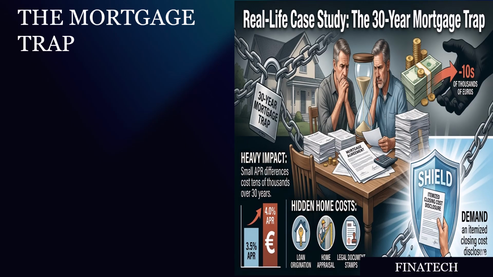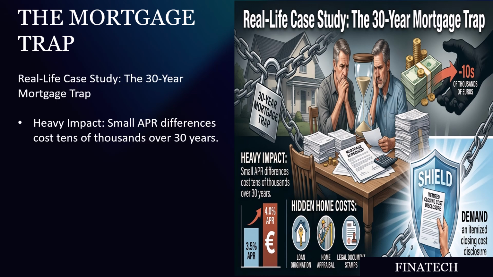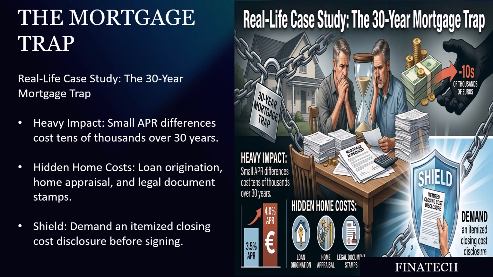The stakes get even higher with a home mortgage. Over 30 years, a tiny 0.2% difference in APR caused by administrative fees can cost you tens of thousands of dollars. When a broker gives you a quote, look past the monthly payments and demand to see the final APR breakdown.